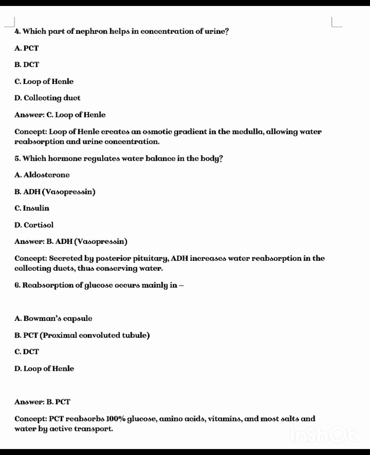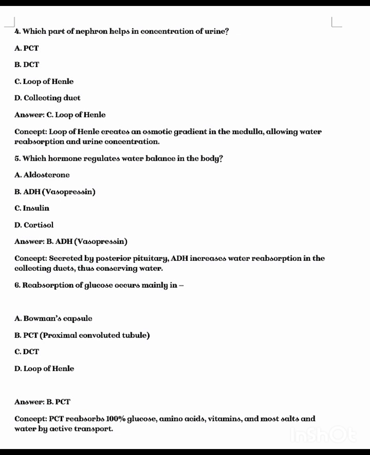5. Which hormone regulates water balance in the body? A. Aldosterone, B. ADH, vasopressin, C. Insulin, D. Cortisol. Answer B. ADH, vasopressin. Concept: secreted by the posterior pituitary. ADH increases water reabsorption in the collecting ducts, thus conserving water.